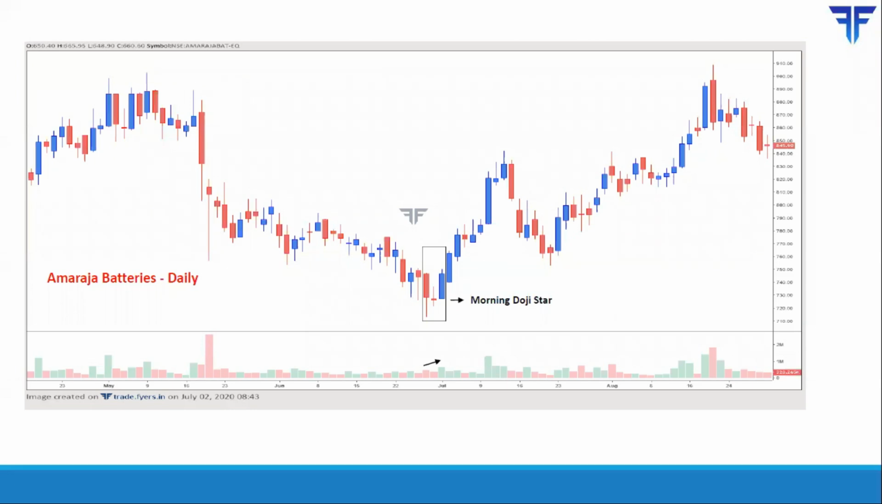Then this is the daily chart of Amara Batteries. Right at the bottom, you can see a morning doji star form. The first is a red candle. The second is very close to a doji. As you can see, the open and the closing price of the second candle is more or less the same. And the third candle is a nice bullish candle that closed right near the opening of the first candle.